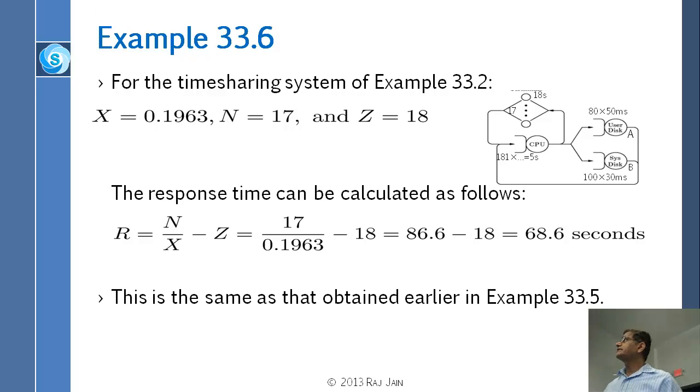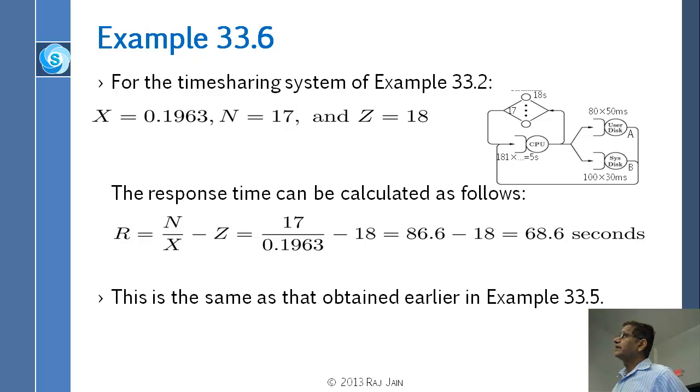An example is this system that we have been doing for a long time. So here the Z is 18 seconds. There are 17 terminals, and each of them takes 18 seconds. Now this could be the mean, or this could be whatever. So 18 seconds is the time. We don't know what the distributions of any of these things are. And here the total time at the CPU is 5 seconds. Total time at the disk A is given, and V is given as follows, right? So anyway, all we need for response time is N upon X minus Z.